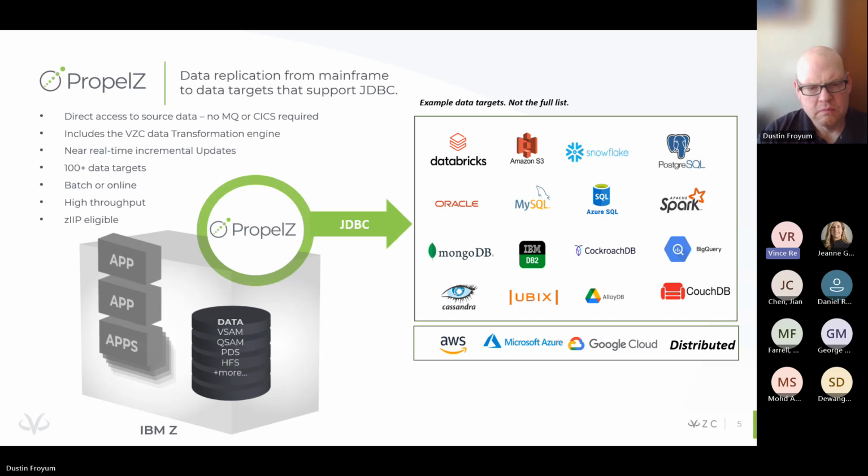And of course, in this day and age when everybody's very concerned about cost, PropelZ itself is a zIIP-eligible application. That means you're not using expensive general purpose MIPS on your mainframe to run PropelZ. You're using a low-cost zIIP engine. You can run PropelZ as often as you want, and it's not going to drive up the software cost for all the other things on your mainframe.